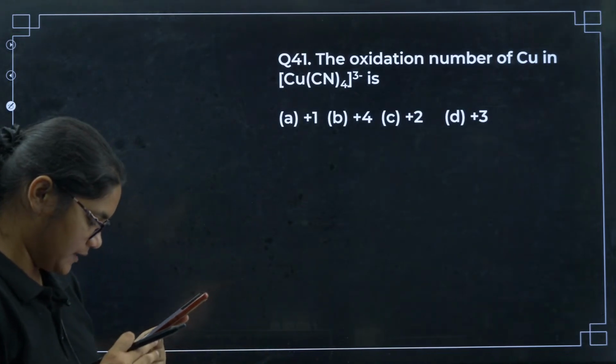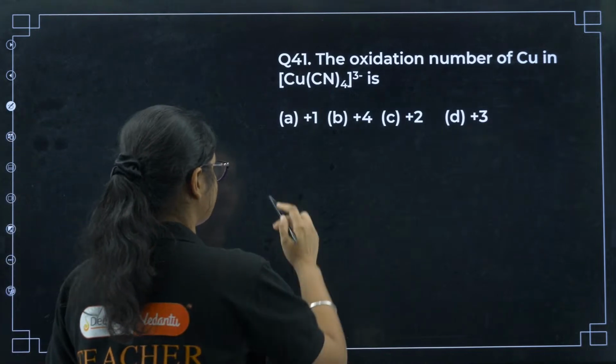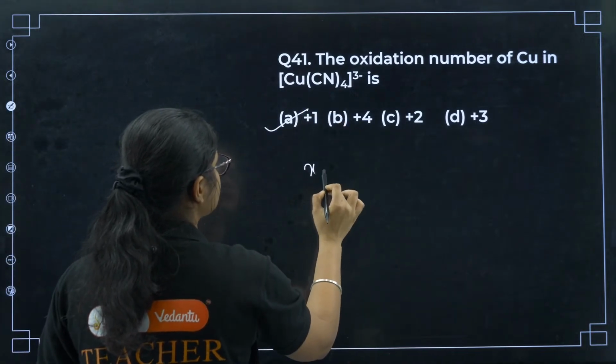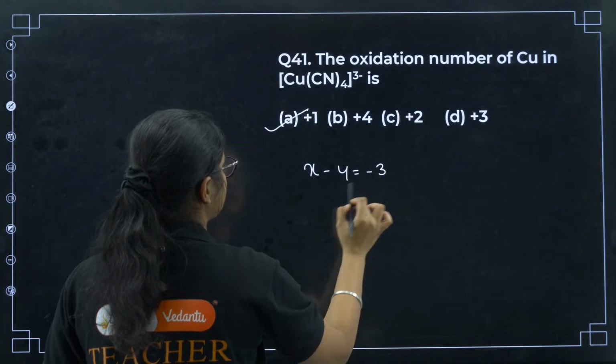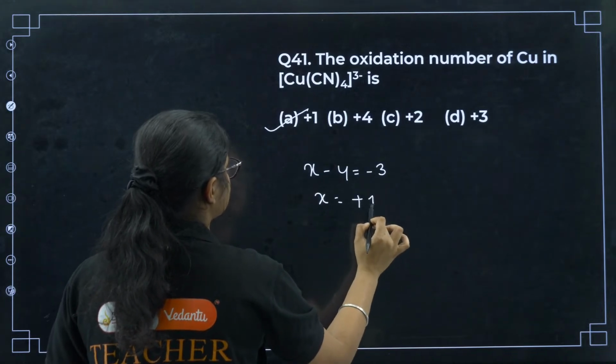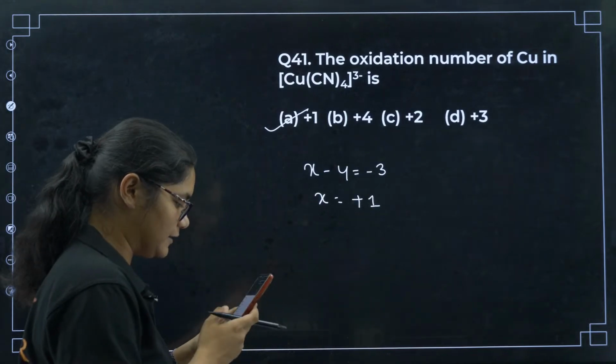41B, no Pradeep. Gauri is correct here, 41A. So you can see x minus 4 is equal to -3. So x has to be +1, right? Option number A here.